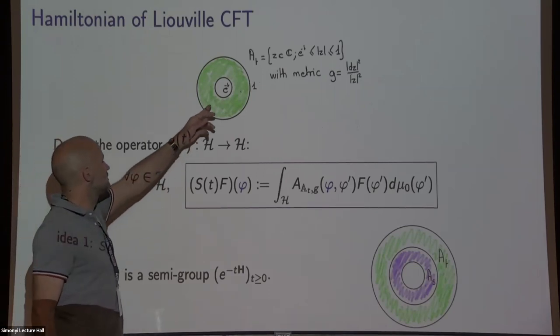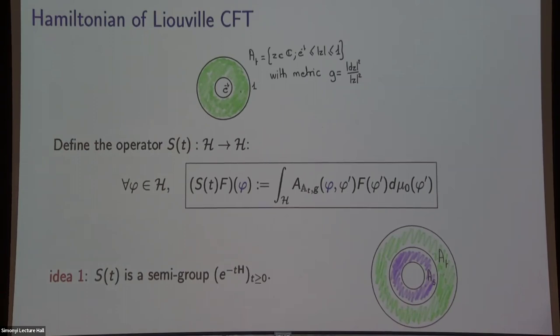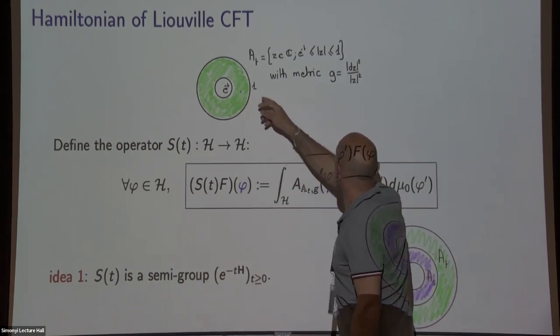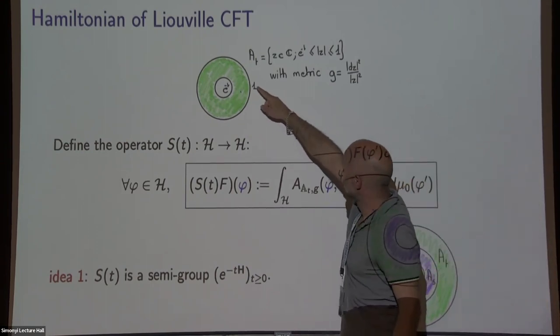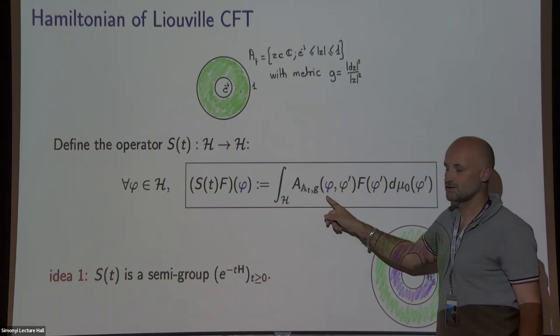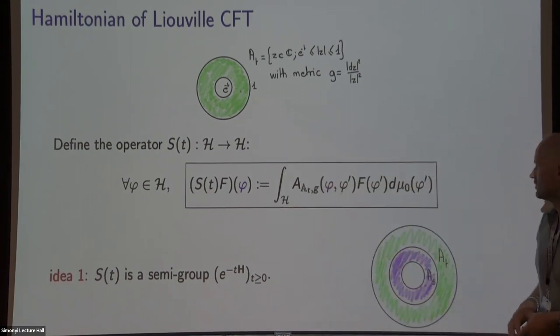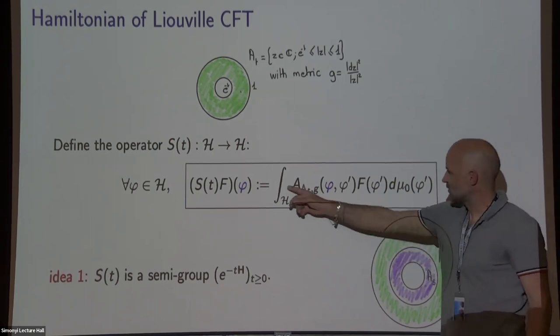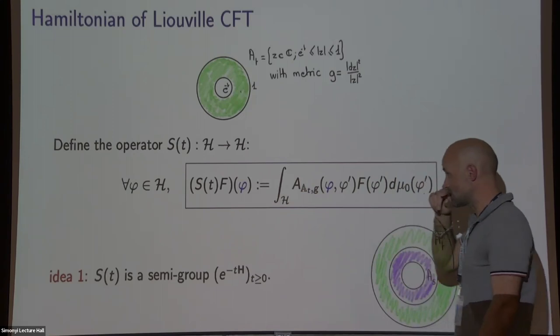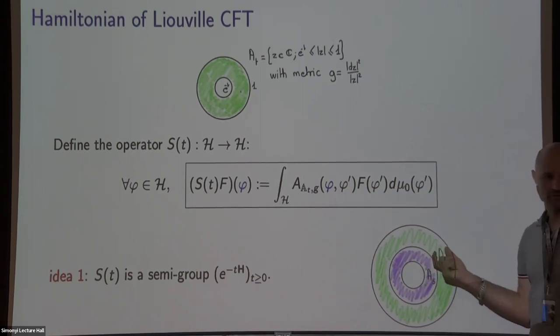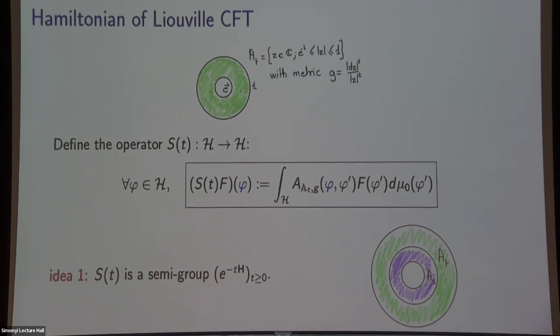To construct this Hamiltonian, I want to look at a semigroup. And actually, this Hamiltonian will be the generator of the semigroup. To construct this semigroup, I look at the annulus. You have two boundaries for the annulus, and so the amplitude of this annulus has two boundary fields. You have the field phi on this boundary, and this phi prime on the other boundary. You can see this amplitude, which depends on two boundary fields, as the integral kernel of some operator. So it's kind of a propagator if you take this definition. The idea to see why it's a semigroup is very simple: if you glue two annuli together, then you get a bigger annulus. So it's a semigroup. So you can make this computation.